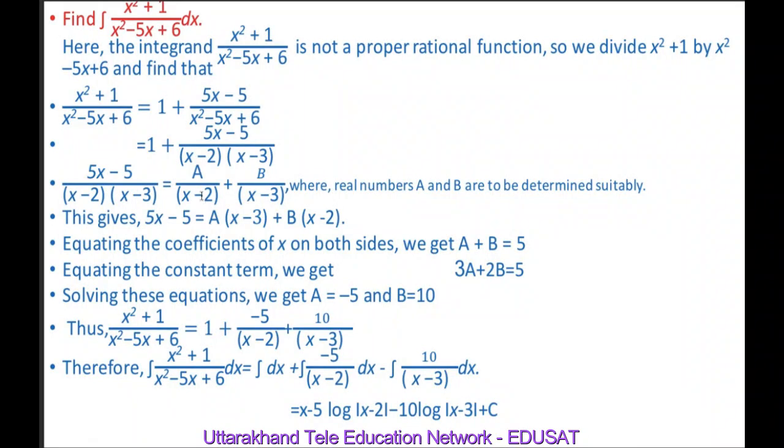So I can write a upon x minus 2 plus b upon x minus 3. Now we will determine these a and b. Here on the right hand side, if we add these two, the LCM is x minus 2 into x minus 3. Here on this side also the LCM is x minus 2 into x minus 3. So we can cancel these on both sides. So we will be left with 5x minus 5 equal to a into x minus 3 plus b into x minus 2. You know how to add these polynomials and get this equation.